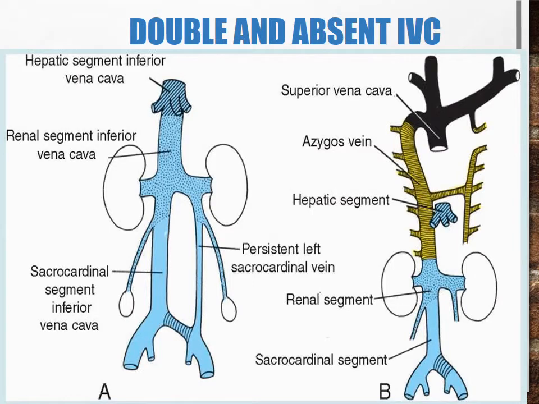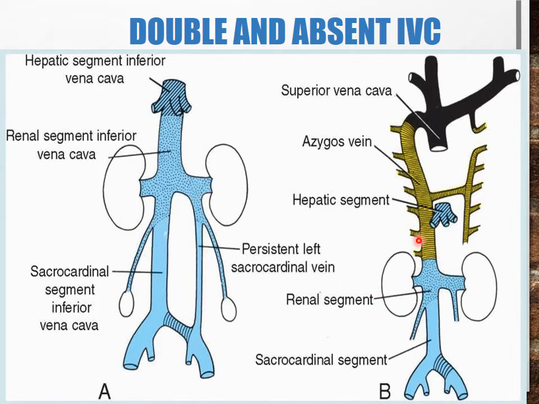Now you can see here, this is the picture showing double inferior vena cava, where this portion on the left sided supracardinal vein persists and has this connection with the subcardinal vein. So you can say this is the left sided inferior vena cava.